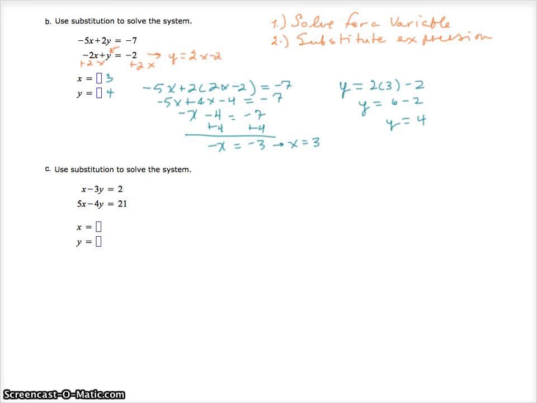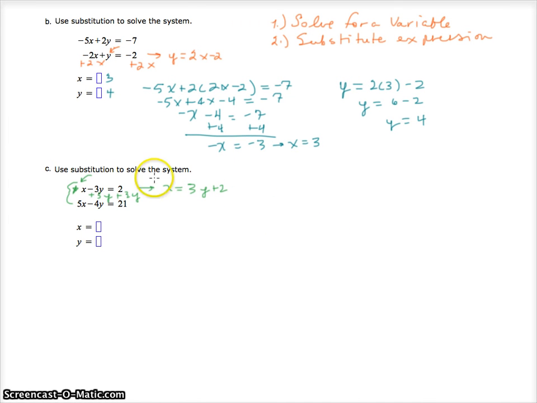Let's look at one final problem real quick. Use substitution to solve the system. Well, here I have x minus 3y equals 2 and 5x minus 4y equals 21. I need to pick an equation that's easiest to solve for a variable. Well, it's the top one. I'm going to solve for x in this example, so I'm going to add 3y to both sides. So I end up with x equals 3y plus 2.